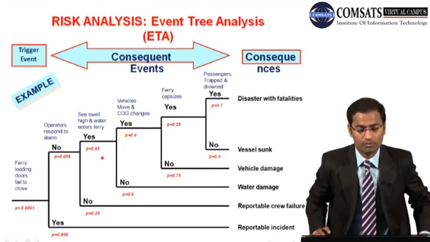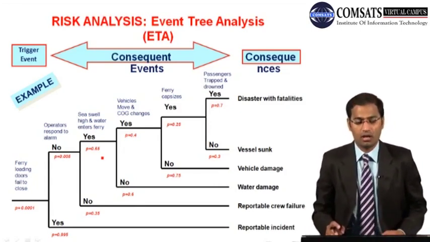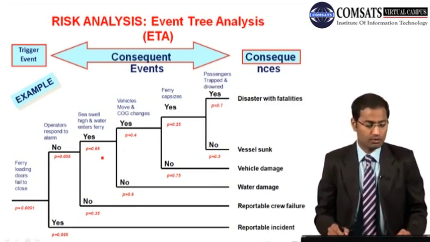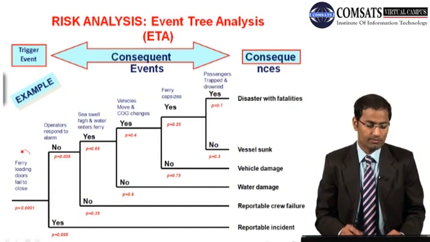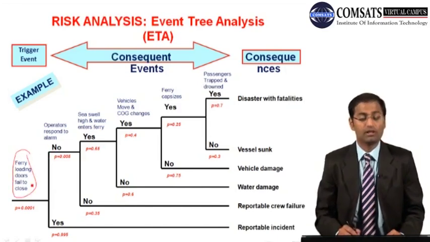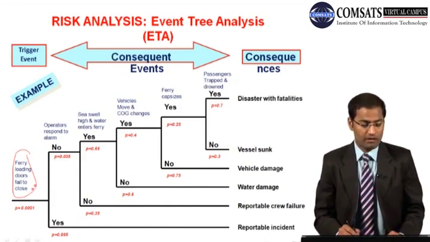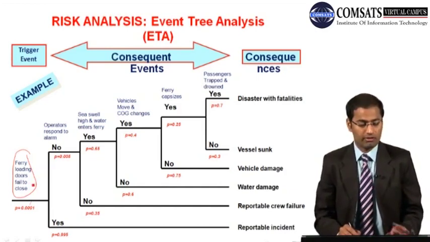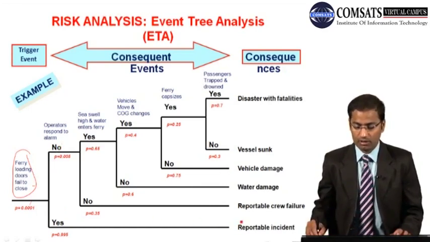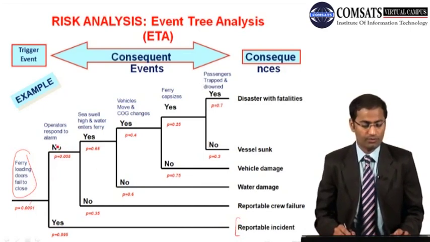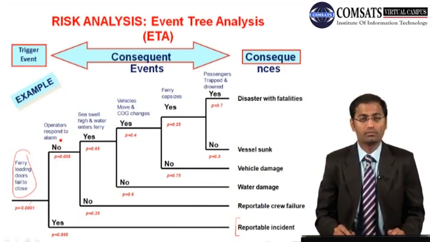So we want to spend some time to explain this thing. This is very good event tree analysis. Okay, so let's say we are having this risk, and that is ferry loading doors fail to close. So if that is having some probability, just forget about this thing now. And there are two options: ferry loading doors fail to close, no, and yes, then that is a reportable incident. But no, operators respond to alarm.